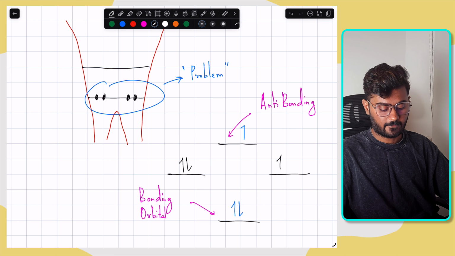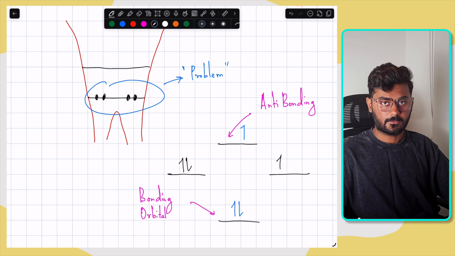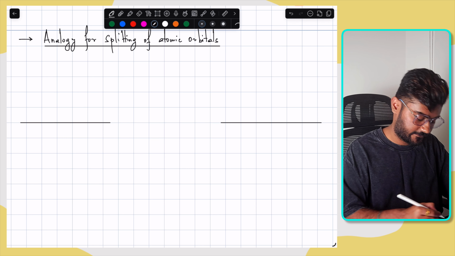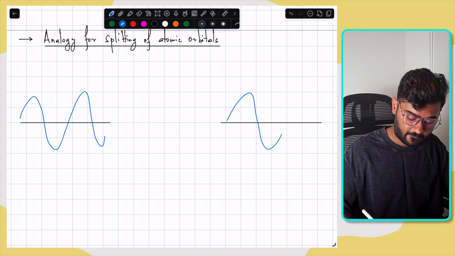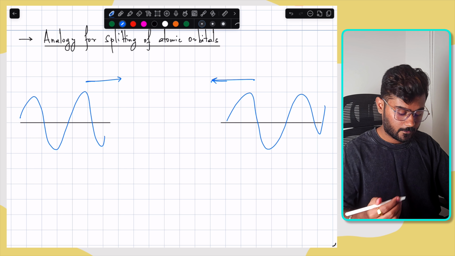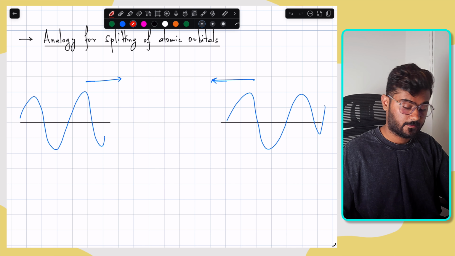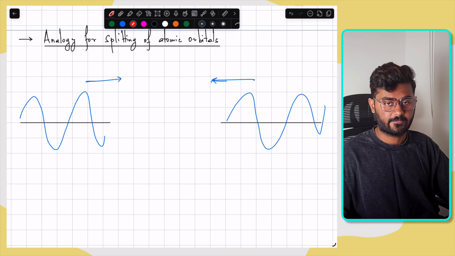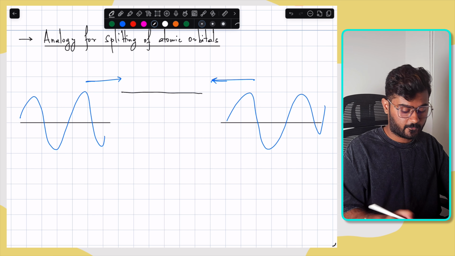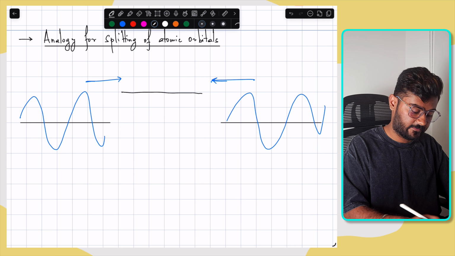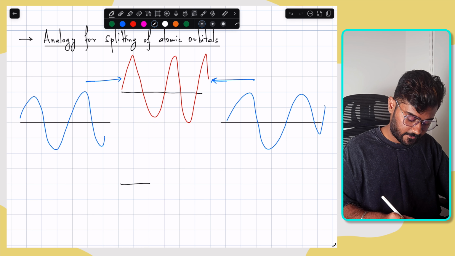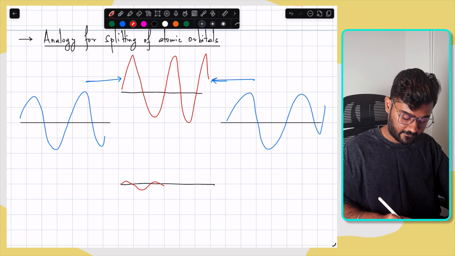To give an analogy of how these bonding and antibonding orbitals are formed, you can think of 2 waves coming in opposite directions. You have 1 wave and 1 more wave, and they collide. Now the question is, what will happen to the resultant wave? We know that there are 2 possibilities. Either there can be a constructive interference where the energy of the wave has increased, or there can be a destructive interference where the energy of the wave is reduced.